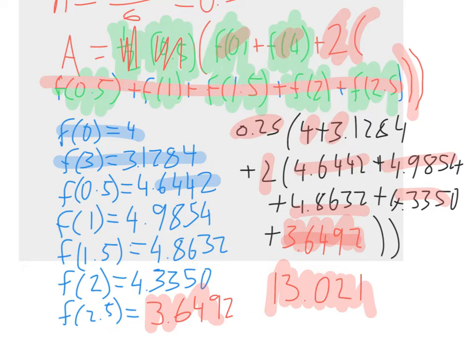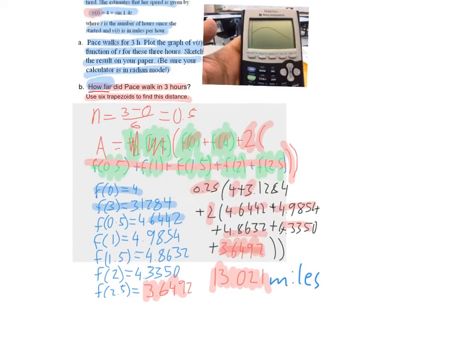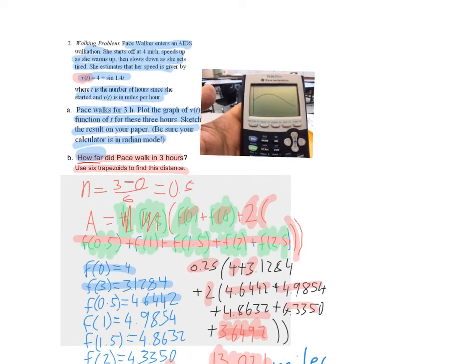So when you do this, I ended up with 13.021. If you remember, we were looking for how far we went, so the answer is 13.021 miles. And the reason why I said miles is because we were dealing with a problem that was talking about miles. What I mean by that is, if you read the question, I was talking about, let me use the highlighter, walking at 4 miles per hour, and we plugged in hours. So the distance unit that we should be using is miles.